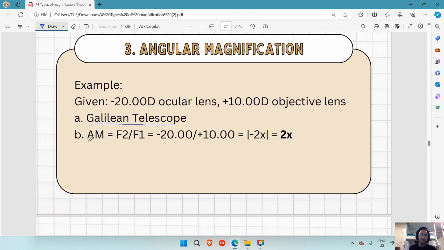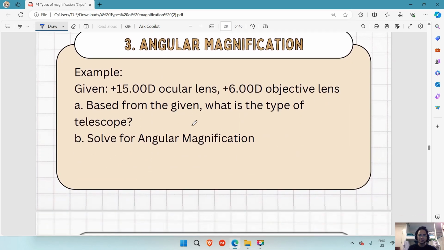And the formula for our angular magnification is, what is it? It is the ocular lens over the objective lens. So minus 20 over plus 10 is equal to minus 2x. You don't use negative magnification because in real practice it is a positive sign. So 2x is our angular magnification.